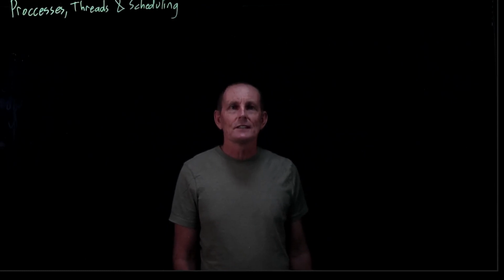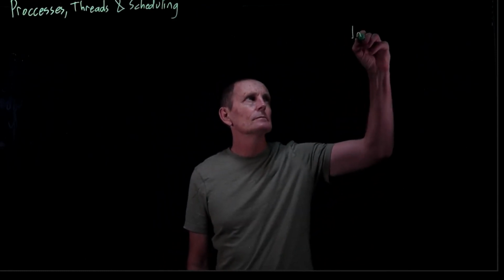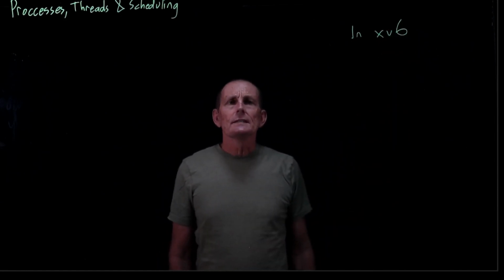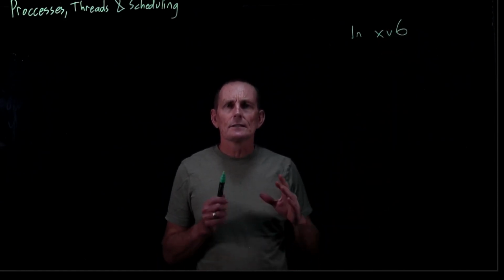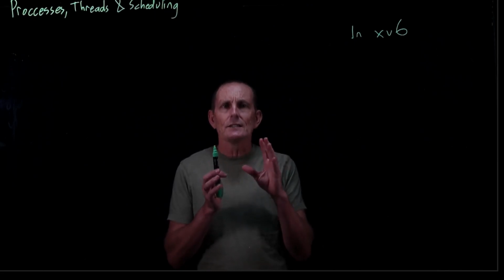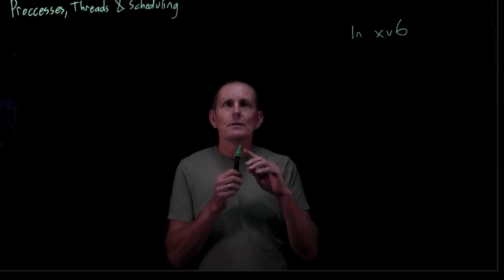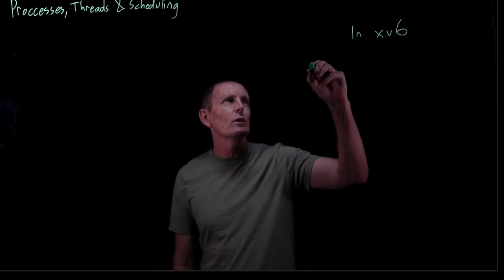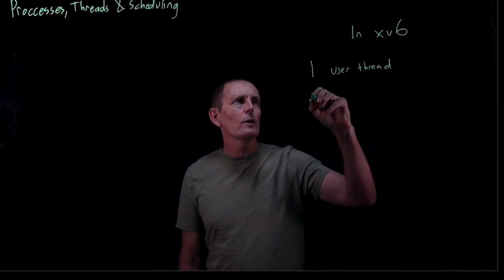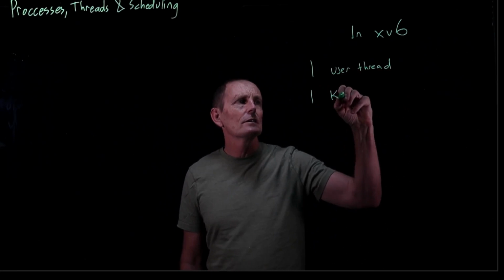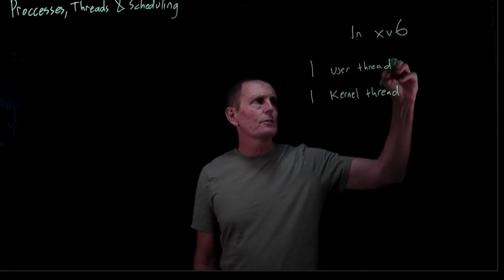So let's look at how xv6 uses processes and threads and how it does scheduling. First thing is, in xv6, of course, every process has its own address space, and we can think of that as a thread. So we have one per process. However, for each process, we also have a kernel thread.